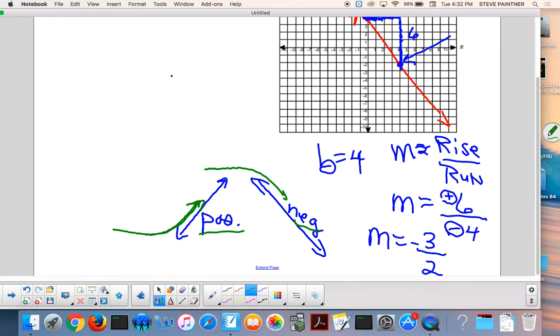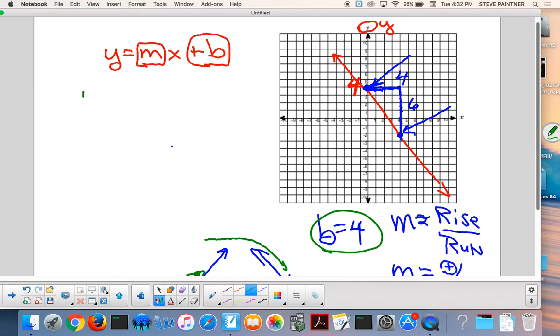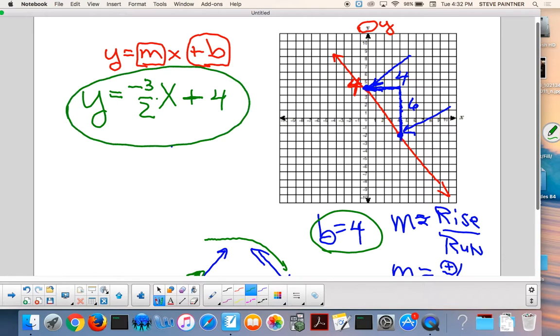Now, once you know this and you know this, you just come back here and you plug them in. Y equals negative 3 over 2 is the slope. Always multiply it by x. And then add the y-intercept, 4. So that's how you do the entire worksheet, just like that. And you just have to keep counting the slope. The slope is the hard part. The y-intercept is usually very easy.